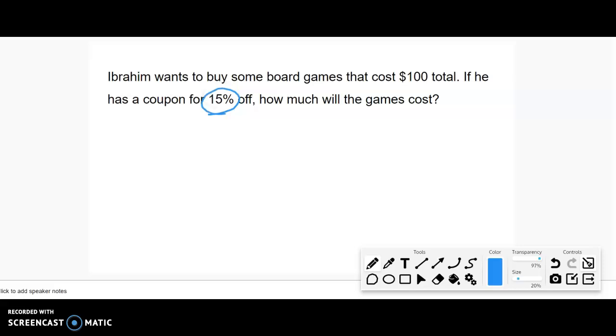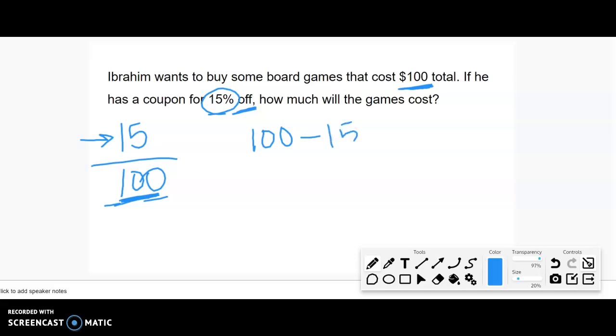Well, I know 15% I can write as a fraction. So 15 out of 100. So I want to figure out, what is 15% of 100? Well, I already have 100 as my denominator. So I know that 15% of 100 is just going to be $15. So if it's $15 off, that means we are subtracting. So I can do 100 minus 15. And I'll figure out, oh, the games cost $85.